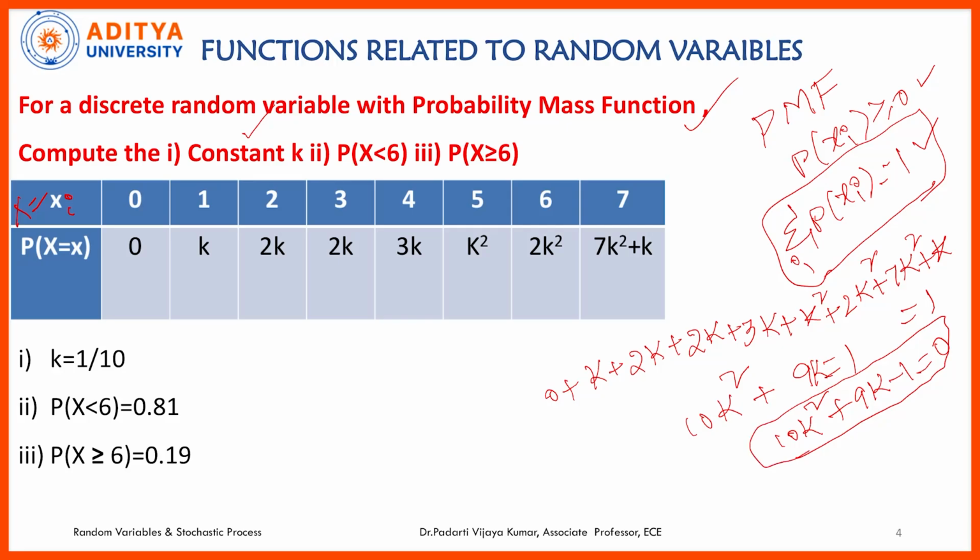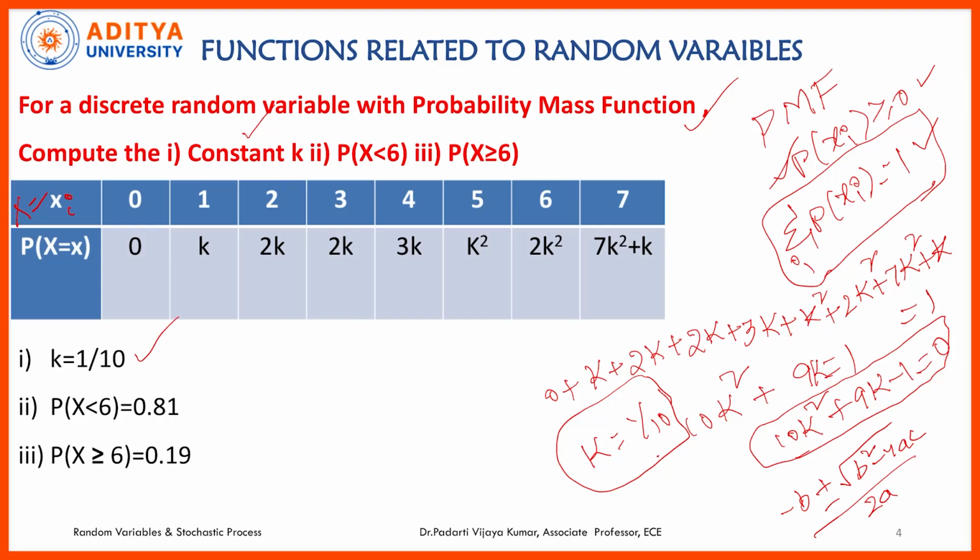When you solve this quadratic equation using the formula minus b plus or minus square root of b square minus 4ac by 2a, we will get the answer. One answer is k is equal to 1 by 10. Generally the probability should be positive, so we will choose the value k is equal to 1 by 10. So k is equal to 1 by 10 is the unknown constant value.